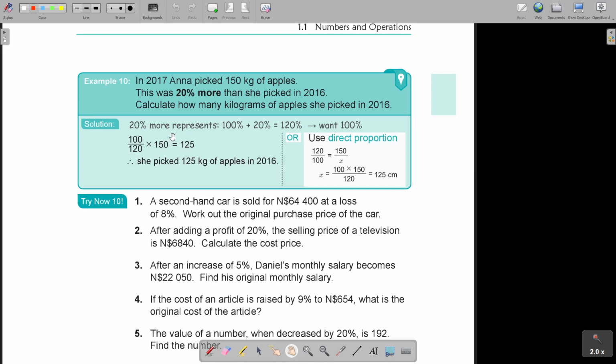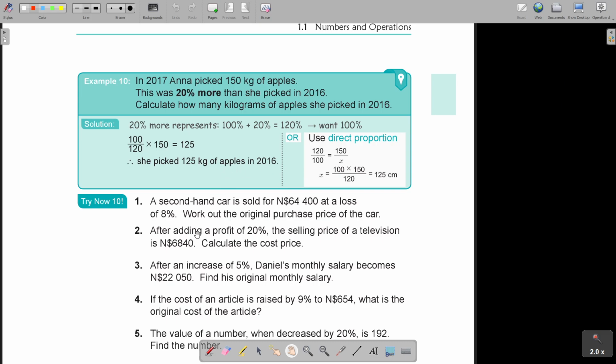Now, if it's more, you add. But be careful. In last year's question paper it was also more, but if it was less, you would subtract and get 80. So it's not always more, it can also be less. Let's first finish it. Because I want the original, that's the 100, in sums where you reverse back you put the 100% on top. So 100 over 120 times 150, and I get 125. It decreases because 2017 was more, so 2016 was a little bit less. She picked 125 in 2016.